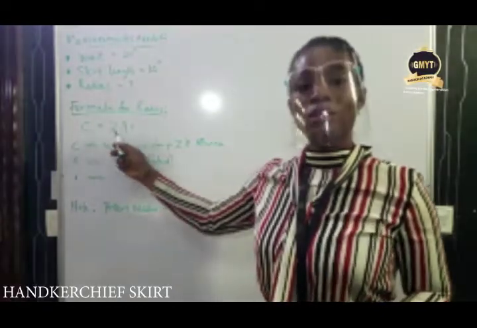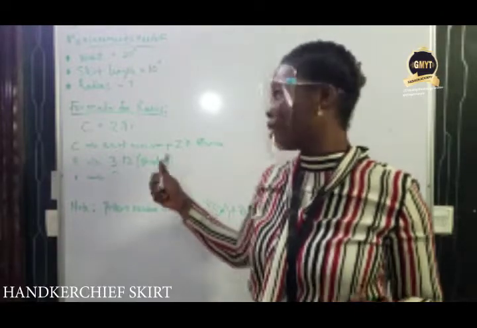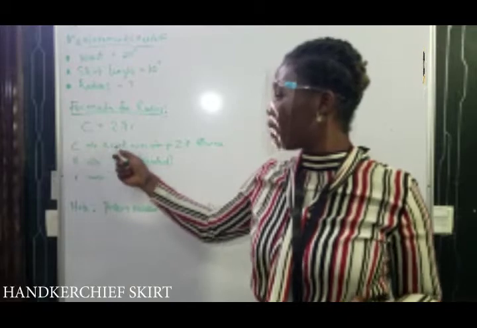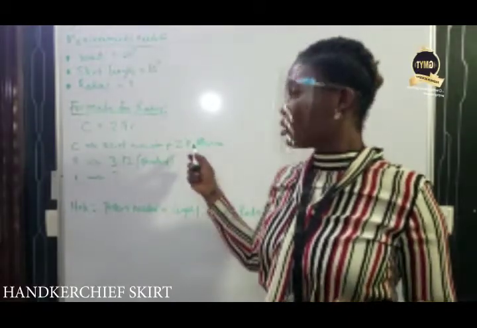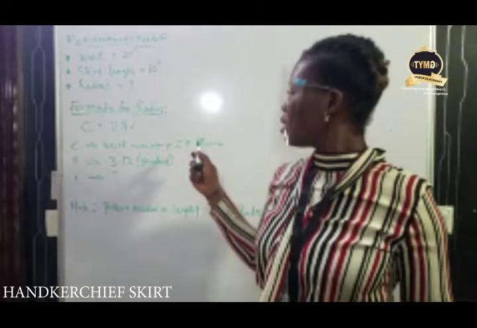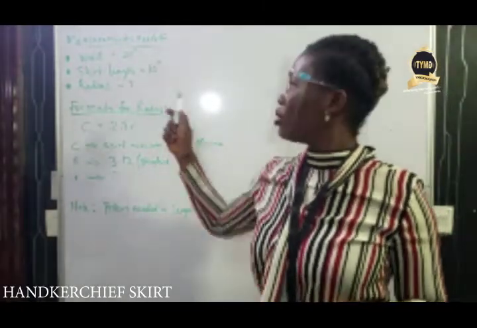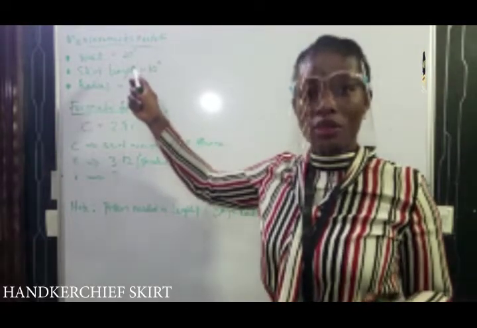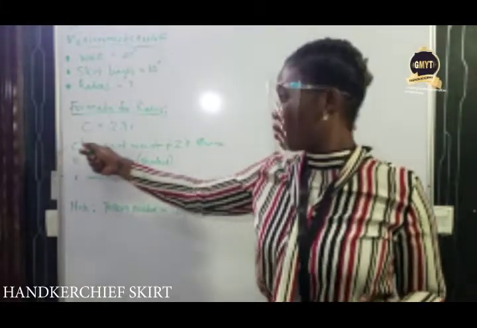C equals 2 pi r. Please don't be scared, it's a simple formula. C equals 2 pi r, whereby your C signifies your skirt waist circumference, which is 20, plus your zip allowance. Your zip allowance is going to be 2 inches, so you add it to it. 2 inches plus 20, that's 22 inches. So that is what you are going to use for your circumference.